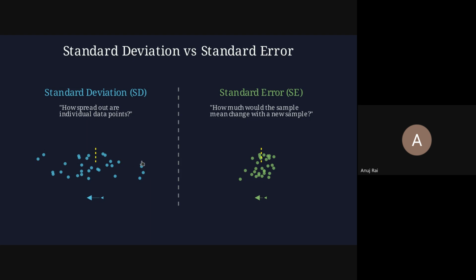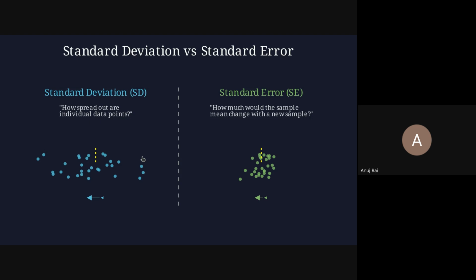Okay, and what does the standard error tell us? Standard error tells us how much the sample mean changes with a new sample. So basically, you take the first sample and calculate the average, then collect the second sample and again calculate the average. The difference tells us how much the mean changes with the new sample.